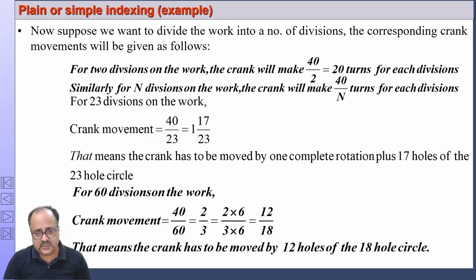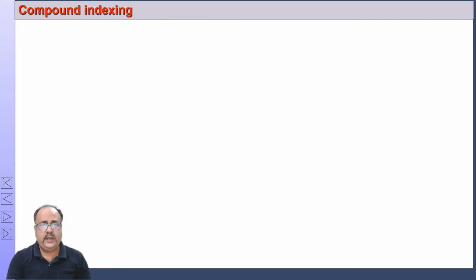Multiple solutions are possible. We have to maintain the fraction, and you can move any number of holes in any hole circle. That is up to you, but the fraction has to be maintained. This is how we do simple or plain indexing. Now, sometimes the number of divisions is such that it is not possible to do simple or plain indexing.